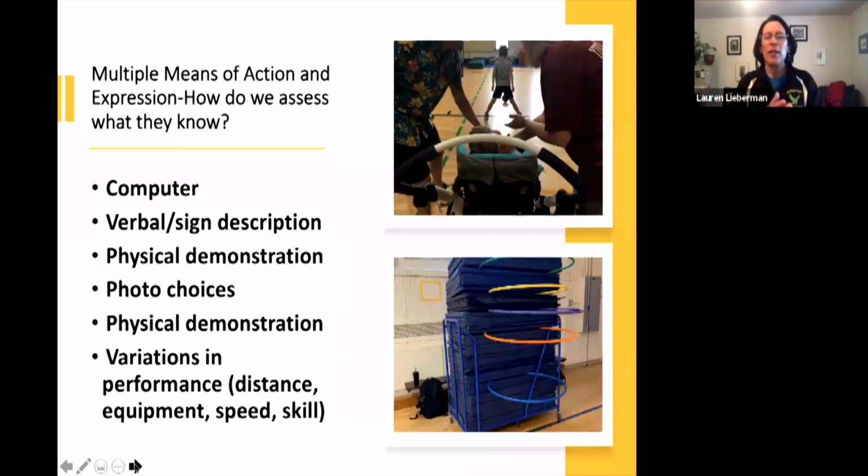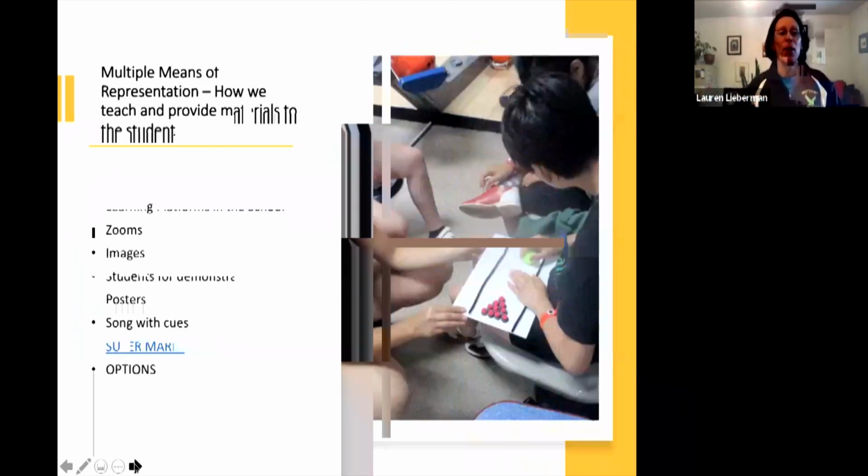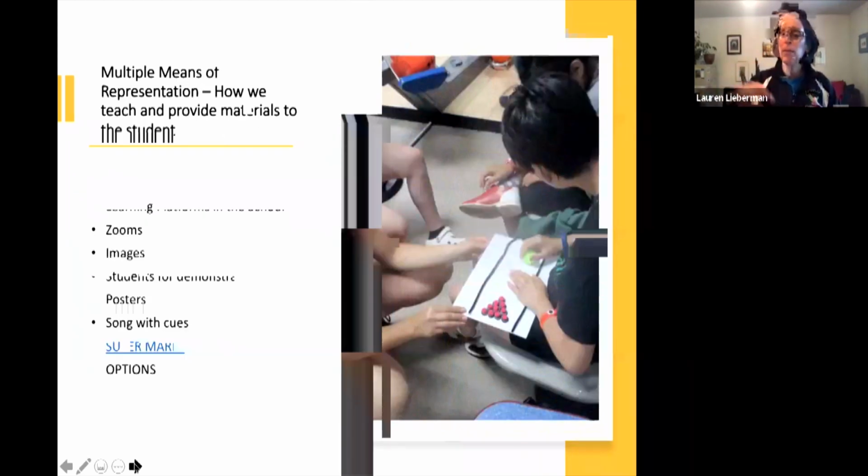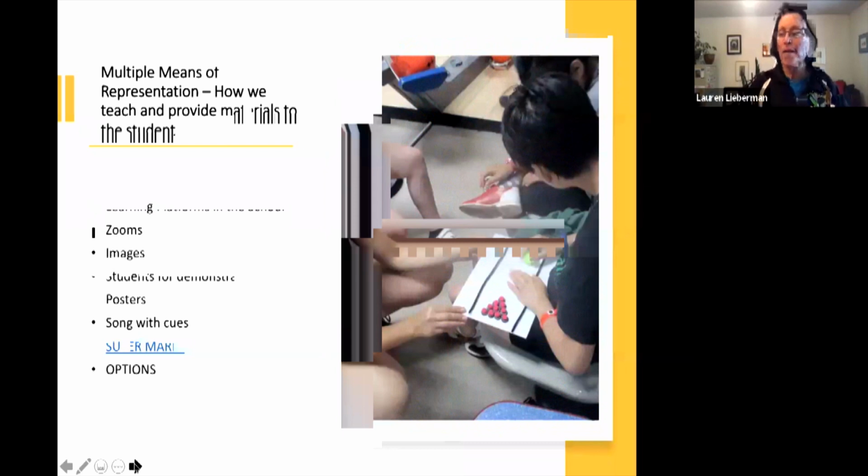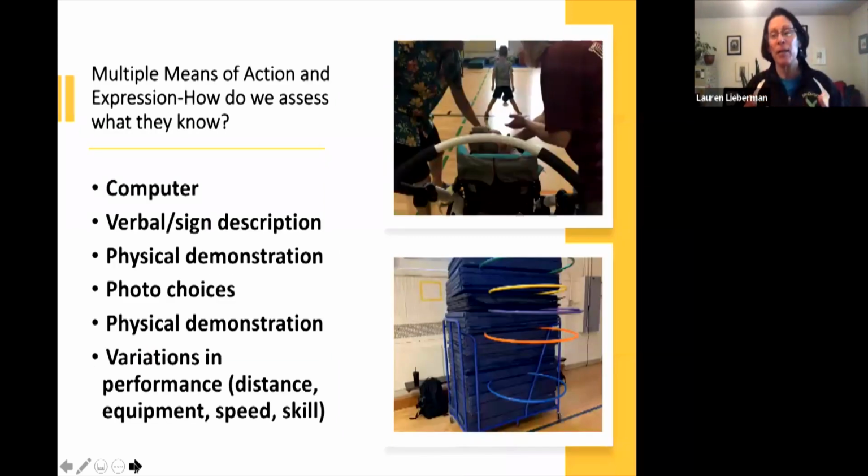How are we going to assess the students and what they know? So here you'll see different levels of basketball hoops. Maybe they point to the picture on the computer. Maybe they want to verbalize the skill instead of doing the skill. Maybe they use sign as a description, a physical demonstration of what they know. Again, maybe they pick a picture of the correct form of a skill.